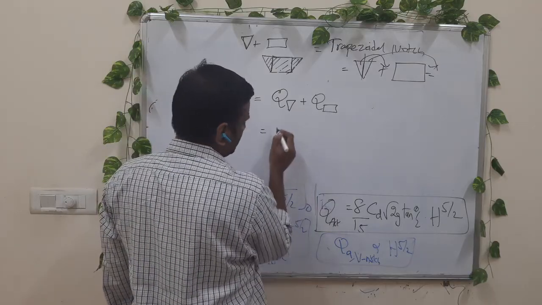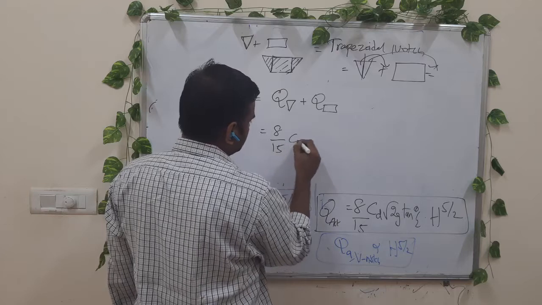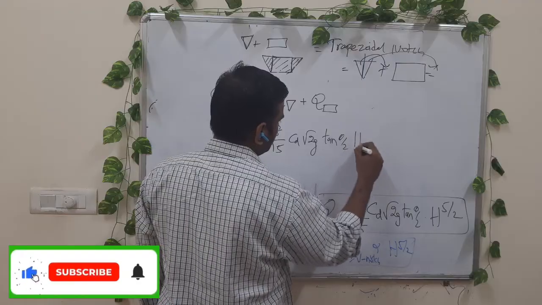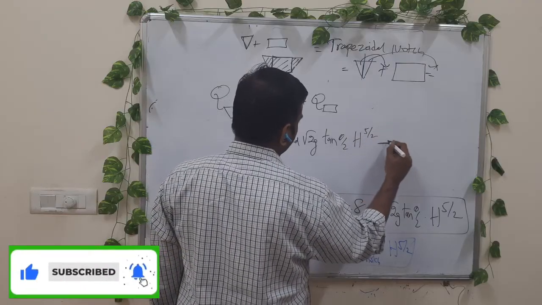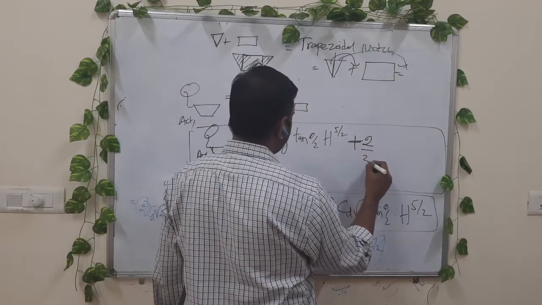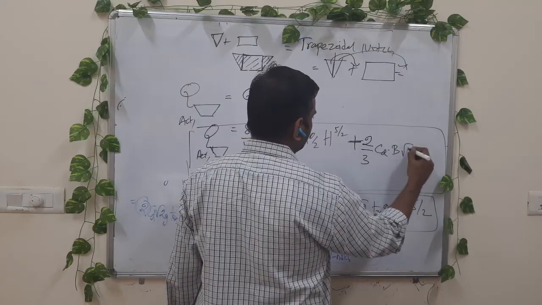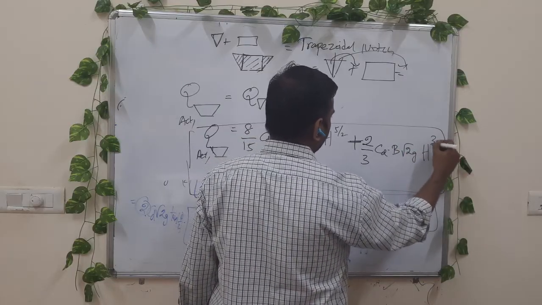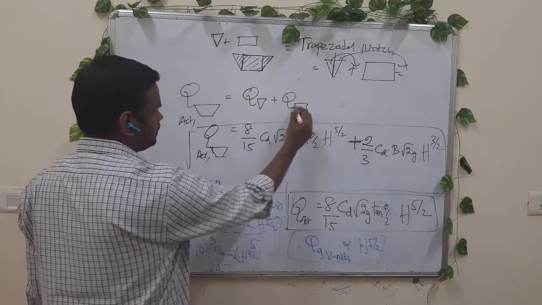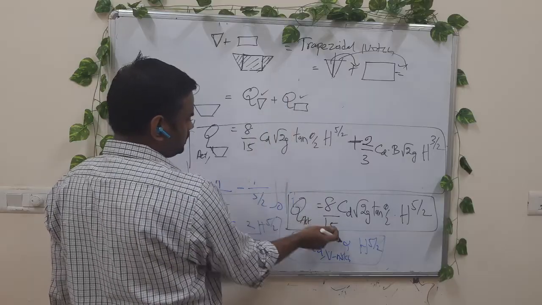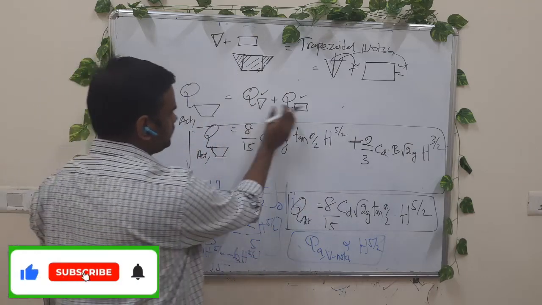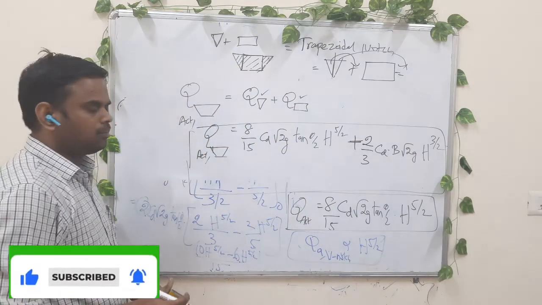So we have the equation for a triangular notch, which is 8 by 15 CD into square root of 2g tan theta by 2 h power 5 by 2. For a rectangular notch, what is the equation we have derived? We have derived 2 by 3 CD into B square root of 2g h power 3 by 2. So we derived the discharge through a rectangular notch and the discharge through a triangular notch, 8 by 15 CD square root of 2g tan theta by 2 h power 5 by 2, and the summation of these two gives us the discharge through a trapezoidal notch.